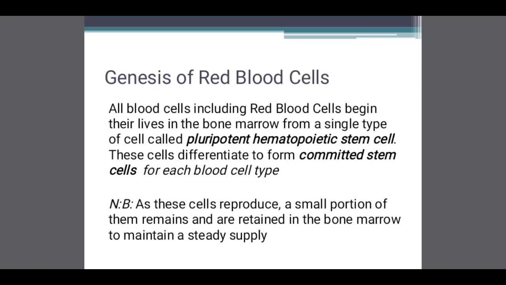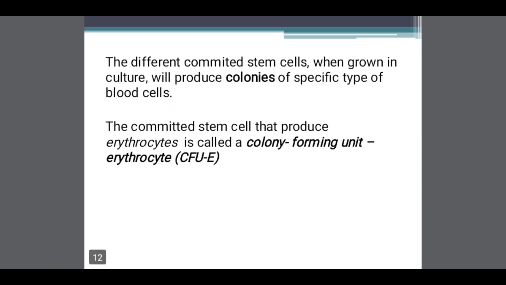As these cells reproduce, a small portion of them remains and is retained in the bone marrow to maintain a steady supply. Of course, the body cannot use up all the stem cells. Some will remain in the bone marrow to maintain a steady supply of new red blood cells, new white blood cells, new platelets. The different committed stem cells, when grown in culture, will produce colonies of specific types of blood cells.